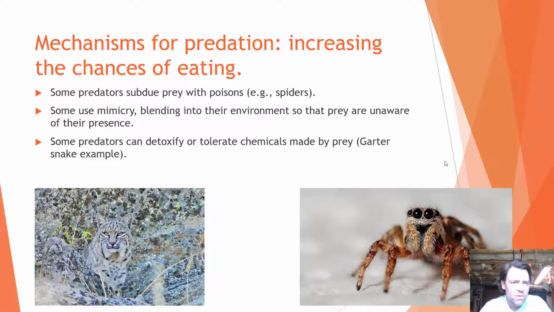There are other mechanisms, of course. Some predators subdue their prey with poisons. You can think about spiders. Some use mimicry. In other words, they blend into their environment, so the prey are unaware of their presence, or camouflaging. And then some predators can detoxify or tolerate chemicals made by their prey.